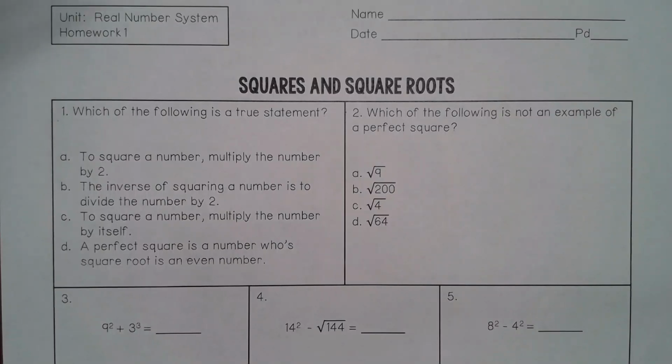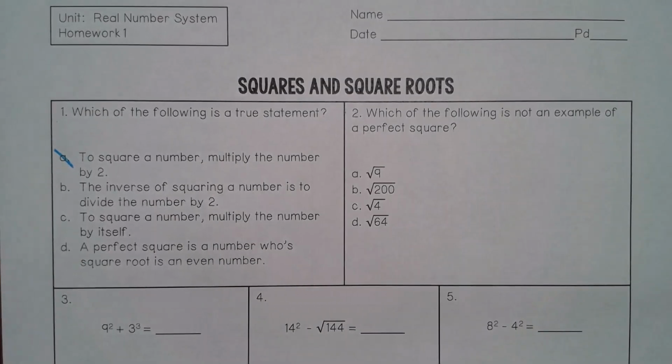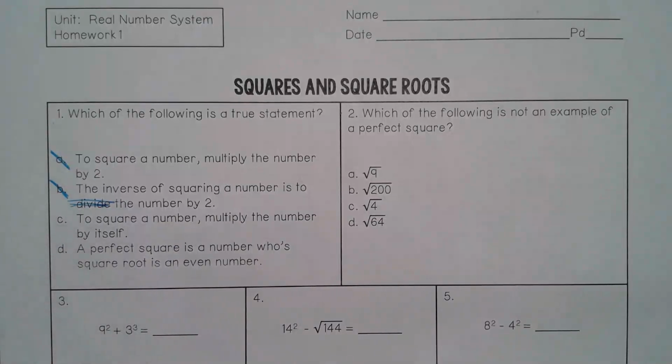Okay, now you unpause. Let's talk about it. Which of the following is a true statement? To square a number, multiply the number by 2. No way! That would definitely not be right, because squaring and square rooting have nothing to do with the operations multiplication, division, other than the fact we're asking ourselves, what times itself, right? Well, the inverse of squaring a number is to... no, please never divide. No, never. Okay.